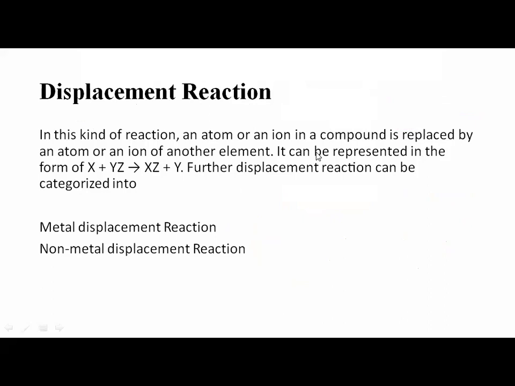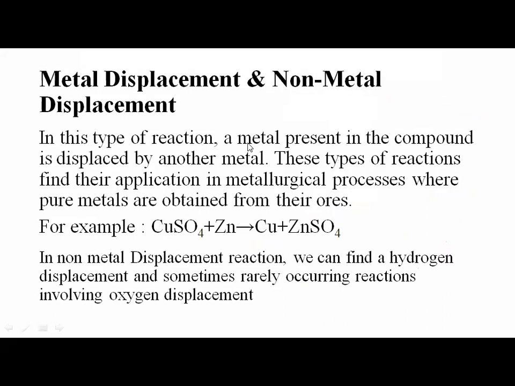In that we have two types: metal displacement reactions and non-metal displacement reactions. In this type of reaction, a metal present in a compound is displaced by another metal. These types of reactions find application in metallurgical processes where pure metals are obtained from their ores. So obtaining pure metals from their ores, you call it the metallurgy process. Okay, so see the equation.